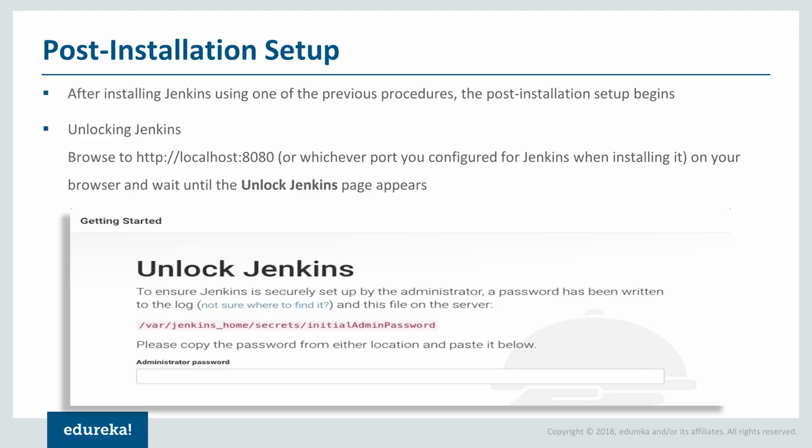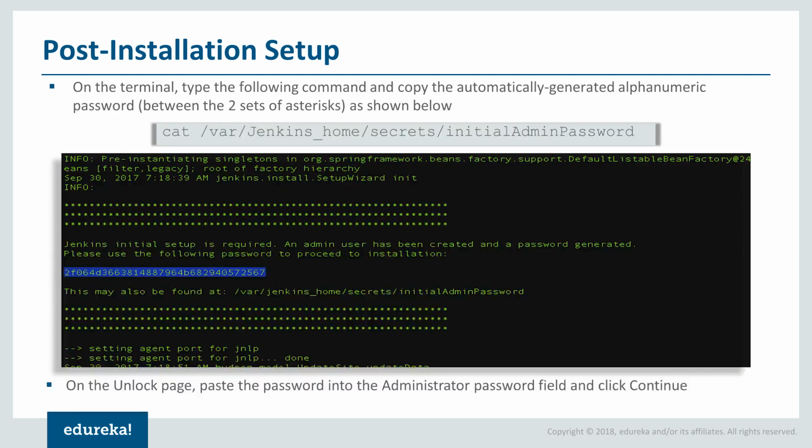So we have seen the Jenkins installation. We have seen the post installation setup. This is what it tells you. It gives you the location. You just need to cat the file to get the initial admin password, which is an alphanumeric string basically.